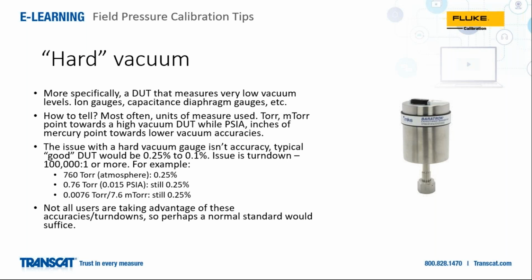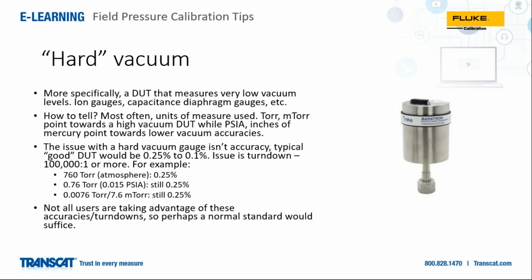So how can you tell if somebody's asking about this? Well, what I often look for is the units of measure that they're asking about. As most people understand, there's a huge number of units of measure in the pressure world, and these units of measure can sometimes indicate what people are looking to do. If people start talking about torr or millitorr, those point more towards a higher vacuum device, whereas if somebody's talking about PSI absolute or PSIA, inches of mercury, that may point towards lower accuracy requirements.